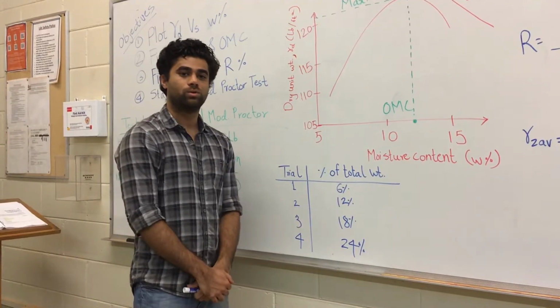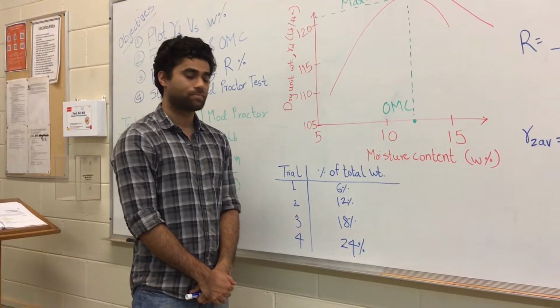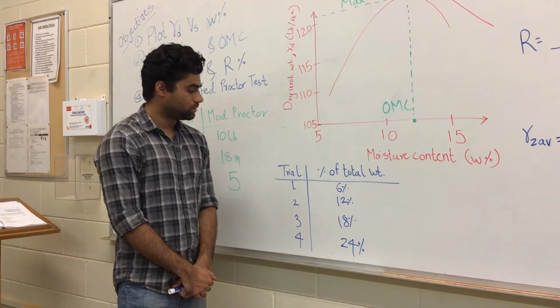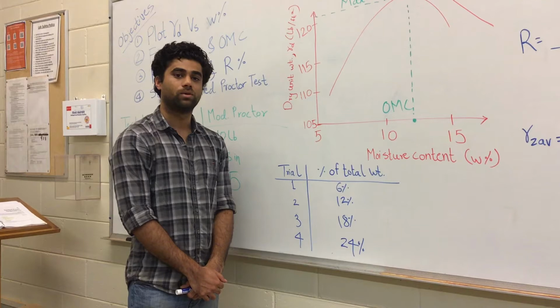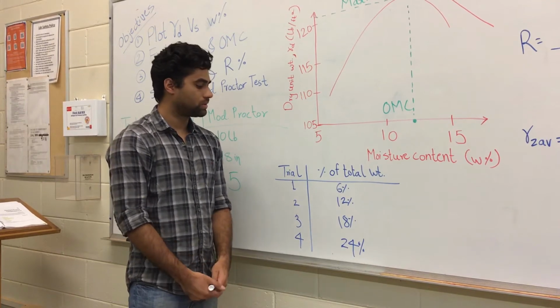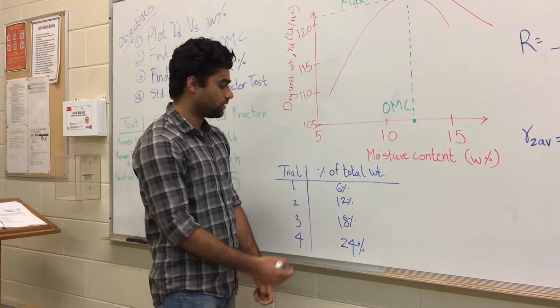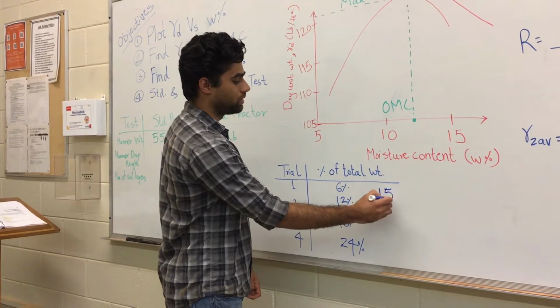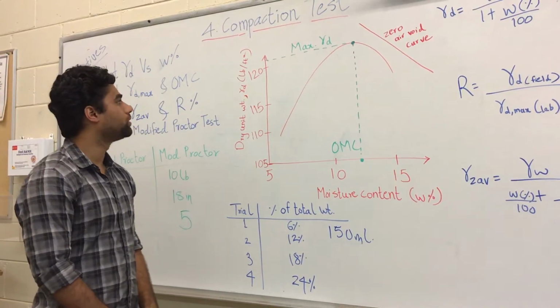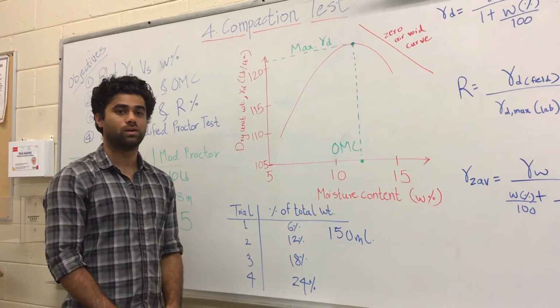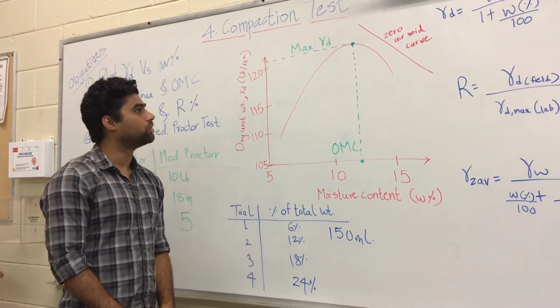We are going to use 2.5 kg of soil for this test, and we are going to do 4 trials, and each time we are going to increase the moisture content by 6%. For the first trial, 6% of 2.5 kg will be 150 ml. For plotting the dry unit weight versus moisture content graph, we need to do 4 trials.